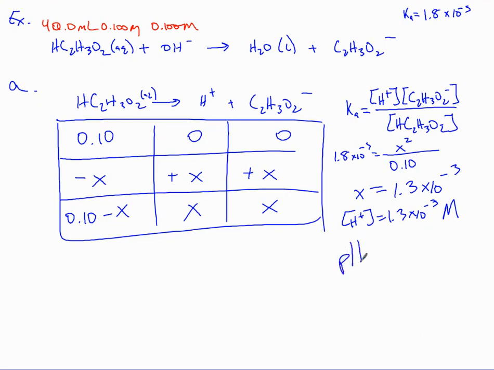So the pH of this is approximately equal to 3. What do we get? 2.87. Okay. So this is the pH of the acetic acid before anything happens in the reaction.